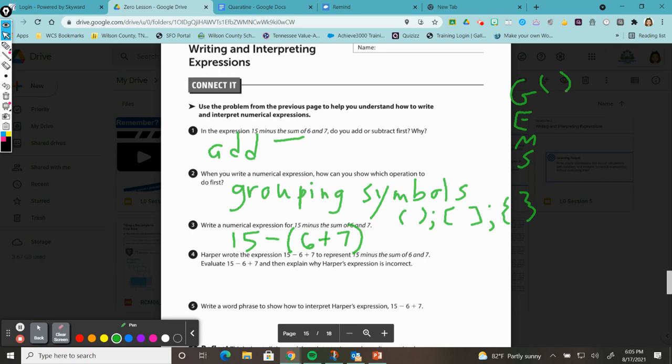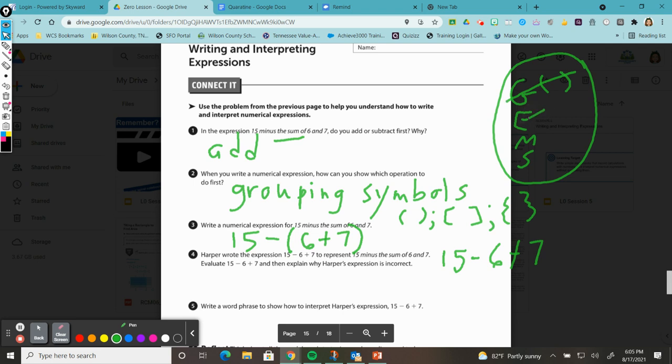Question number 4 says, Harper wrote the expression 15 minus 6 plus 7 to represent 15 minus the sum of 6 and 7. The first thing that this problem wants you to do is to evaluate what Harper did. So we have 15 minus 6 plus 7. If we go back up to our order of operations acronym, we have GEMS. The G is grouping. There aren't any groupings in this, so we're going to mark that one out.